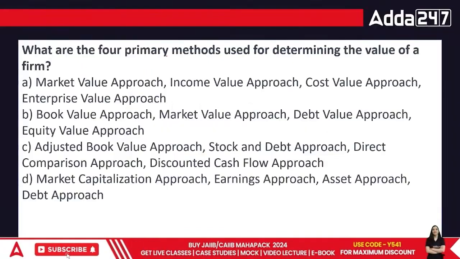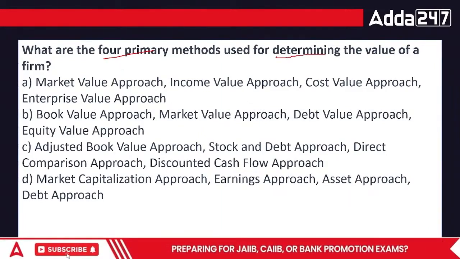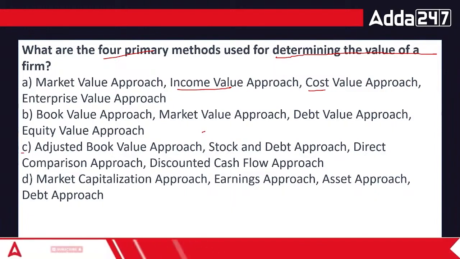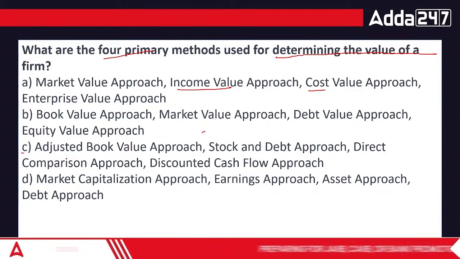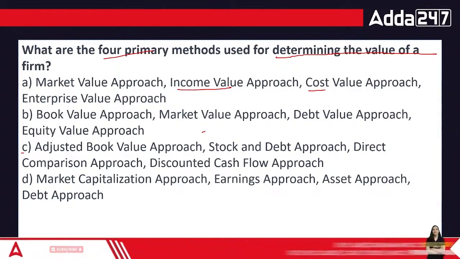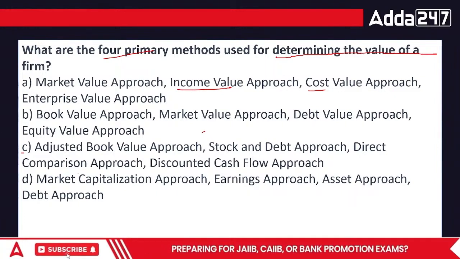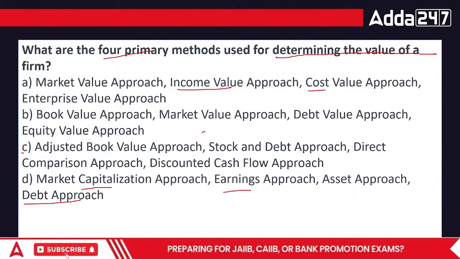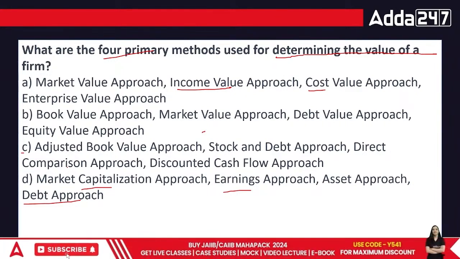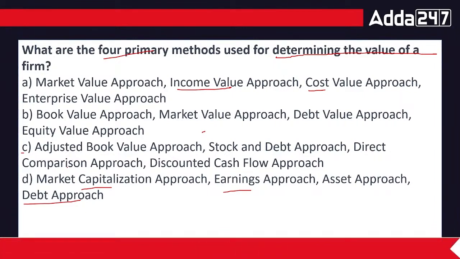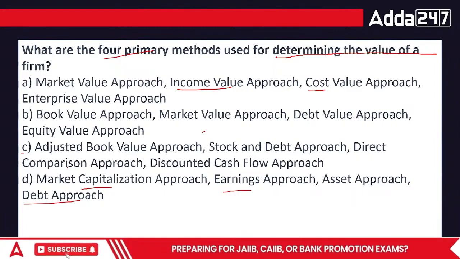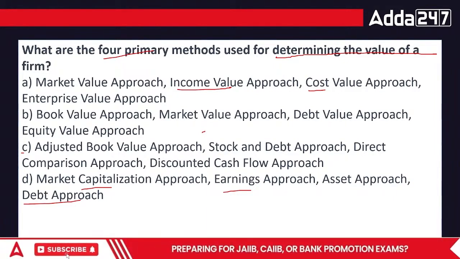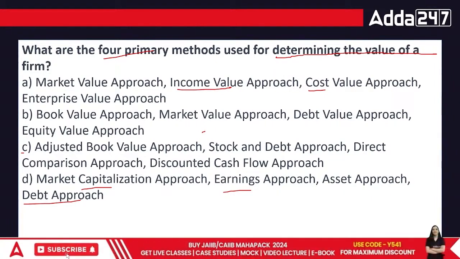What are the four methods used for determining the value of a firm? Market value approach, income value approach, cost value, and enterprise value. Book value, market value, debt value, and equity. And then we have adjusted book value, stock and debt, then direct comparison, discounted cash flow. Market capitalization, earnings approach, asset approach, debt approach. What's going to be the answer, everyone? The four primary methods used in determining the value.